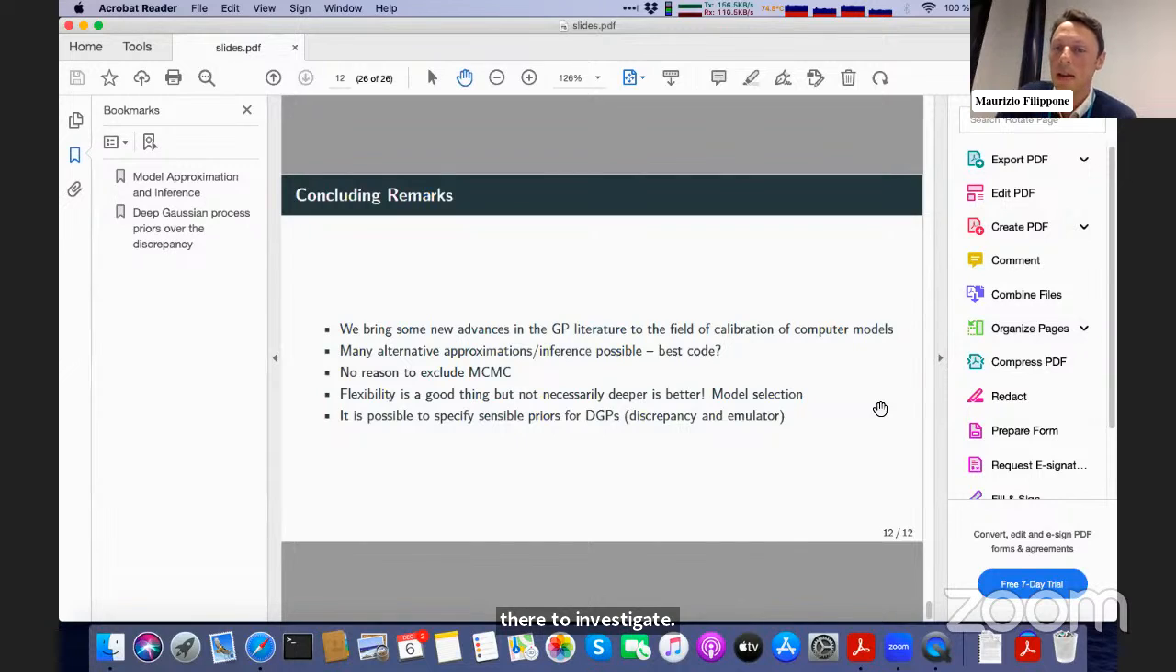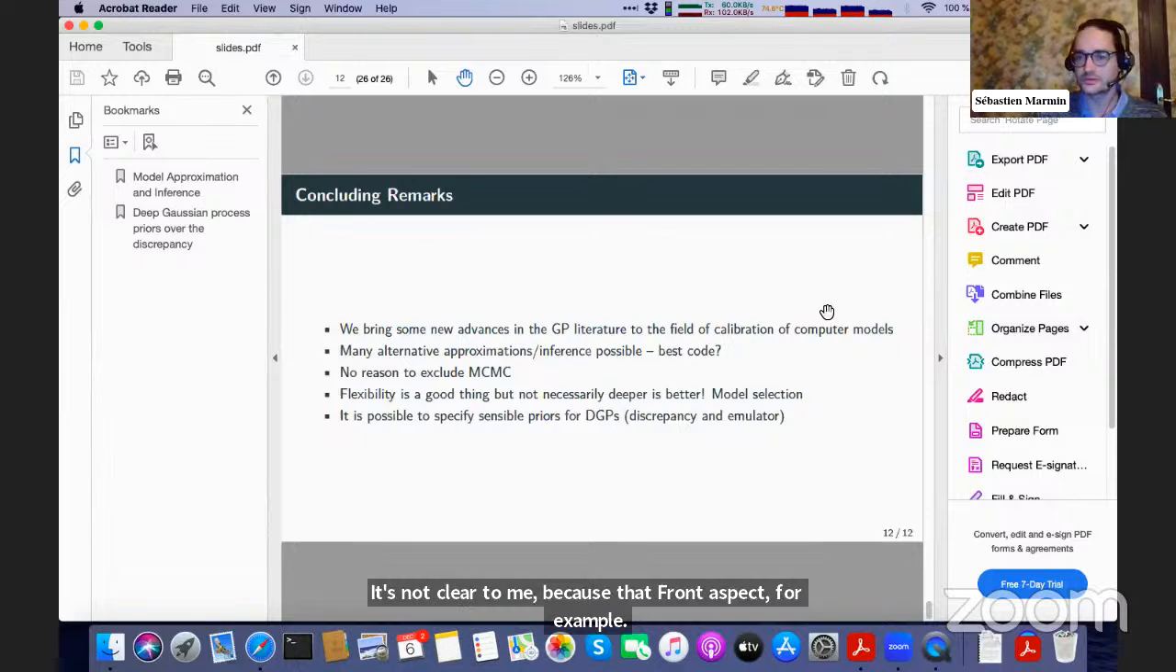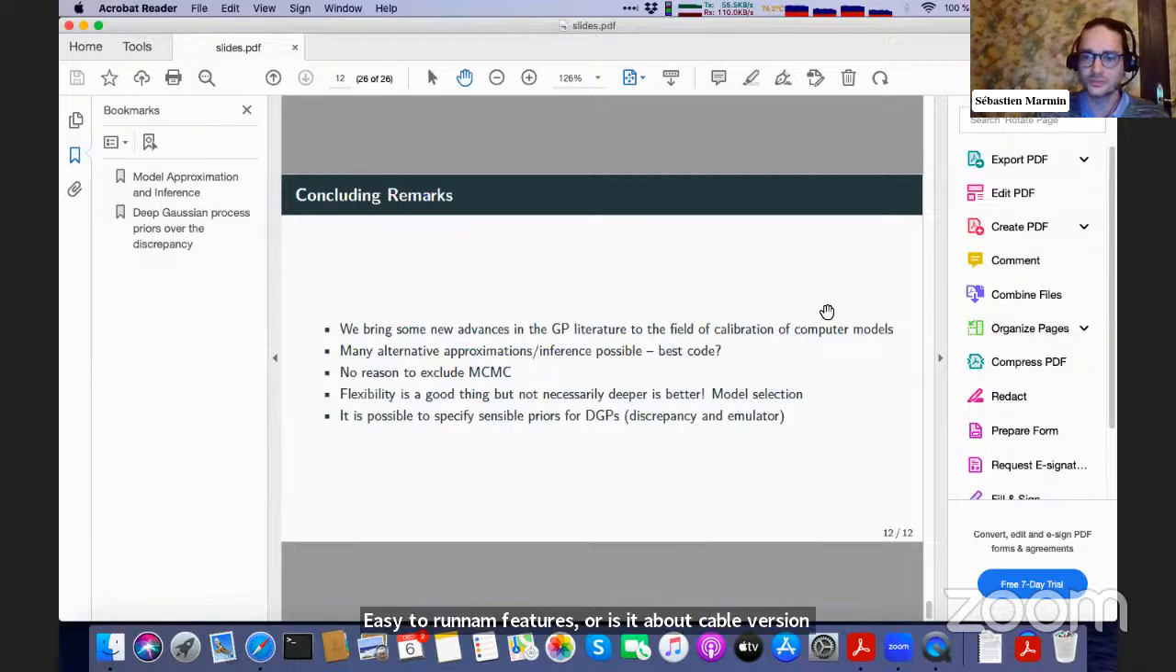Sébastien, do you have anything that you've read? Yeah, I mean, the last question is about the theoretical foundations. So it's not clear to me because there are different aspects. For example, is it about the random features or is it about the calibration framework? What do you think, Maurizio?